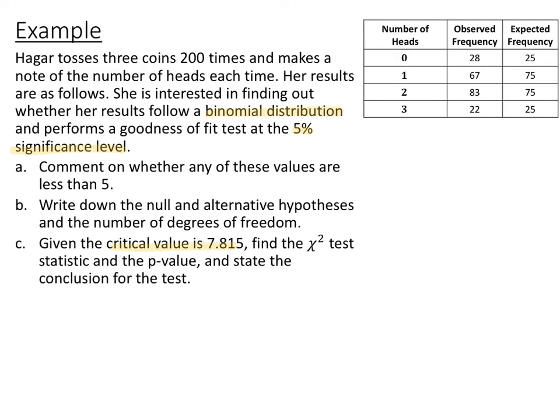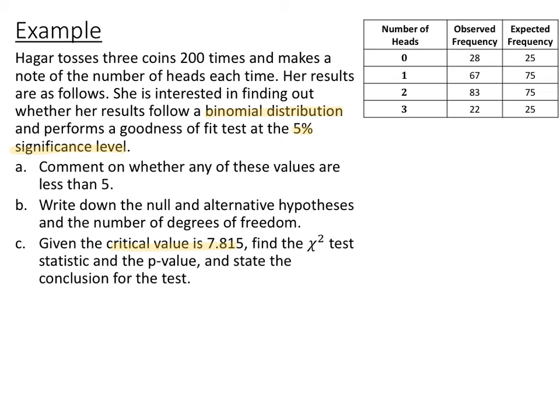So here's another example. Hagar tosses 3 coins 200 times and makes notes of how many heads show up on each of the tosses. Her results are as follows, so here's her observed frequency. And she's interested in finding out whether her results follow a binomial distribution. So this is another distribution we'll talk about next chapter when there's only 2 outcomes, and performs a goodness of fit test at 5% significance level.